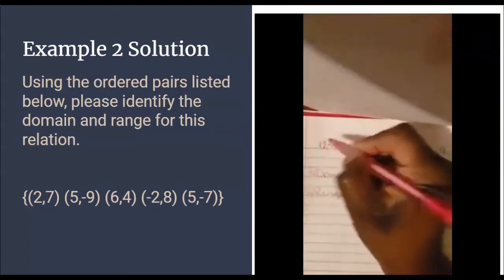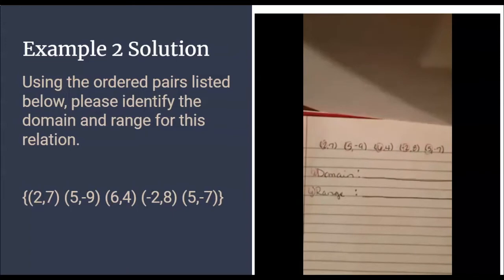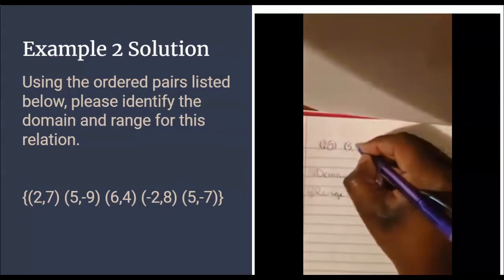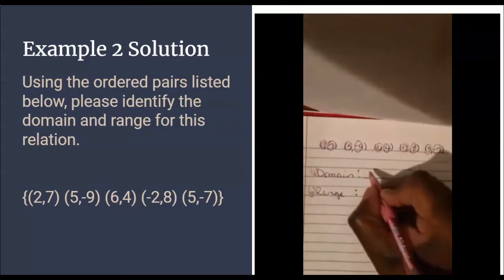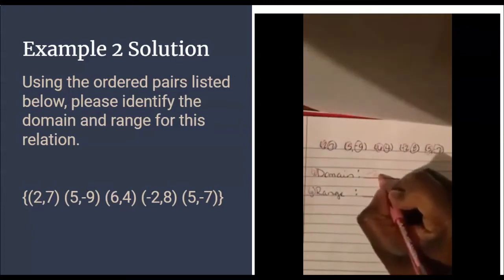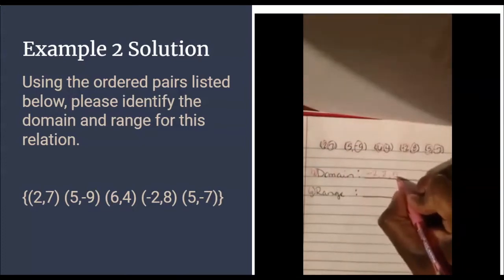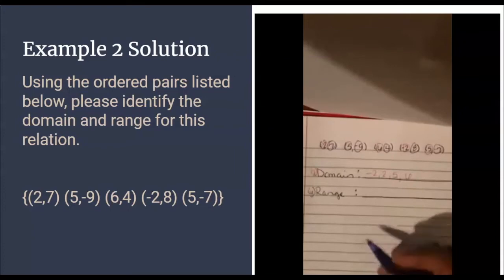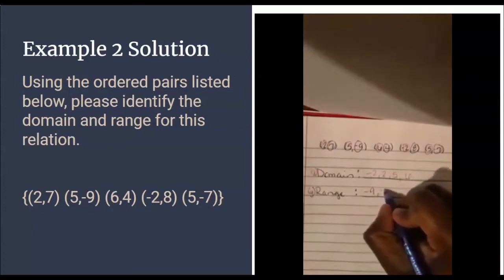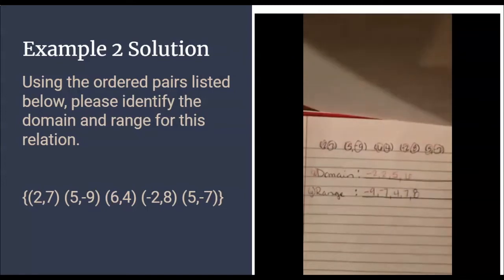I'm going to circle all of my x coordinates in pink so that I'll know which ones are my x, and then I'll do the same for my y coordinates but use purple for them. Now I simply have to order these numbers from least to greatest. So the domain for these ordered pairs would be -2, 2, I have 2 5s, but I only write them once, and 6. I'll do the same for my range, putting them in order from least to greatest: -9, -7, 4, 7, and 8.